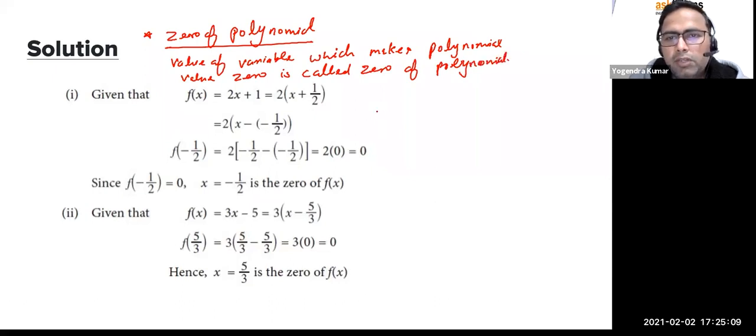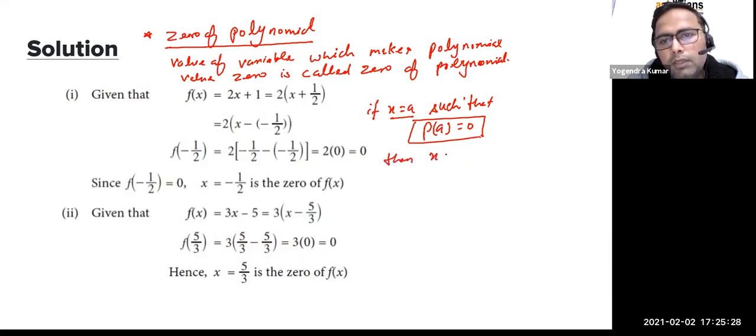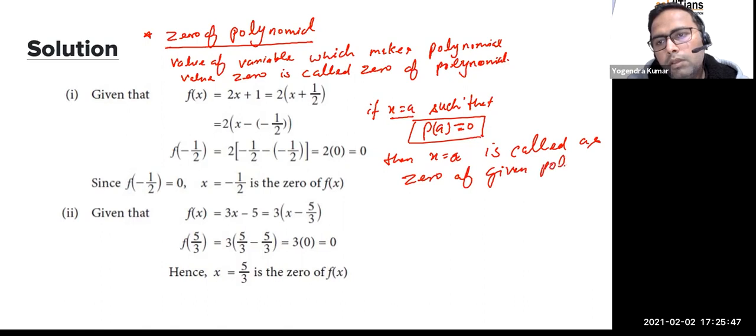I can write it in another way also. If x equals a such that p of a equals 0, then x equals a is that value of x which makes the value of the polynomial p of a equal to 0. Then that value is called the zero of the given polynomial.